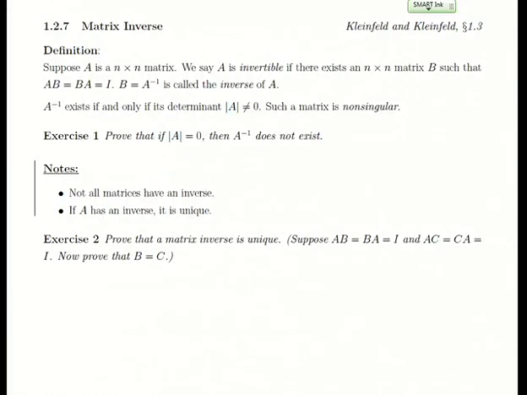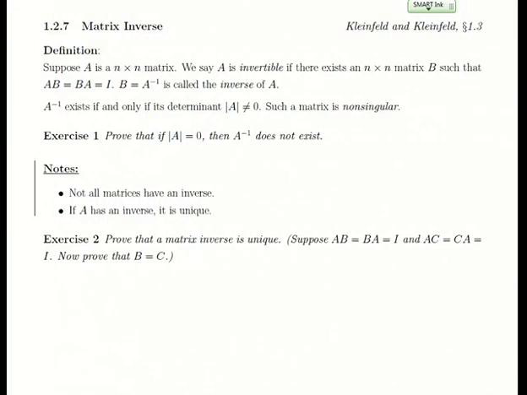Not all matrices have an inverse. Okay, if you're not square, then you're not going to have an inverse. And if your determinant is equal to 0 and you're square, then you're not going to have an inverse. Okay, so not all of them have an inverse. If you do have an inverse, then it's unique. There's only one particular matrix that is an inverse for each other matrix that has an inverse.